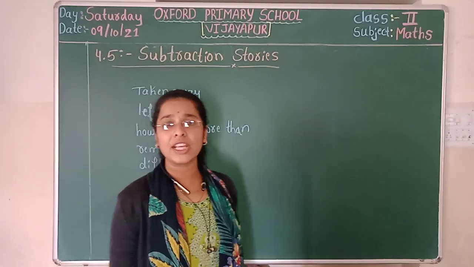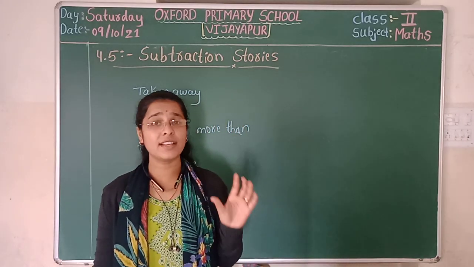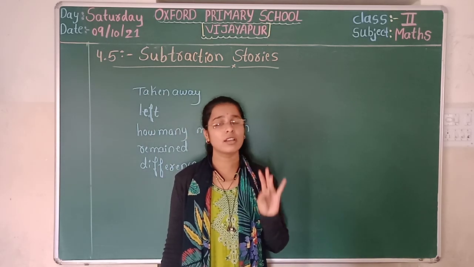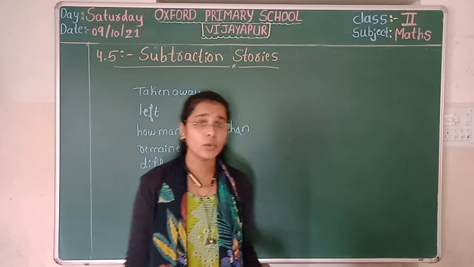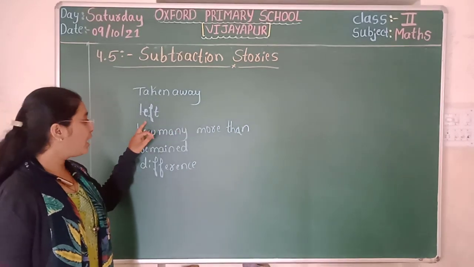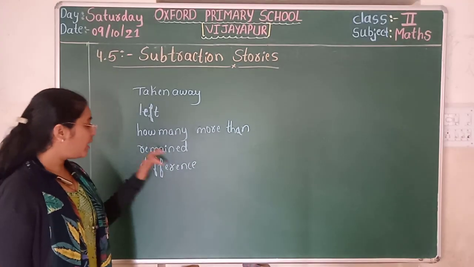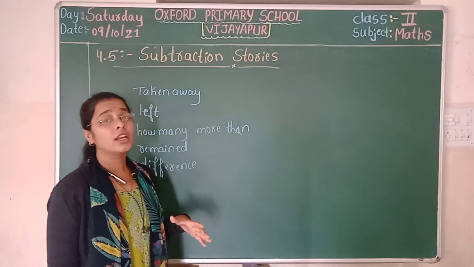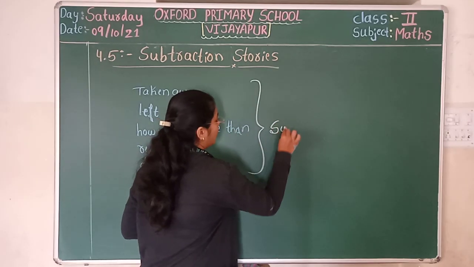We already learned about addition stories. In addition, if a sentence contains the words in all, altogether, total, sum, what did we do? We did addition. Now going to subtraction, a sentence which contains taken away, left, how many more than, remains and difference. If we are having these words in our questions, we have to do the subtraction.